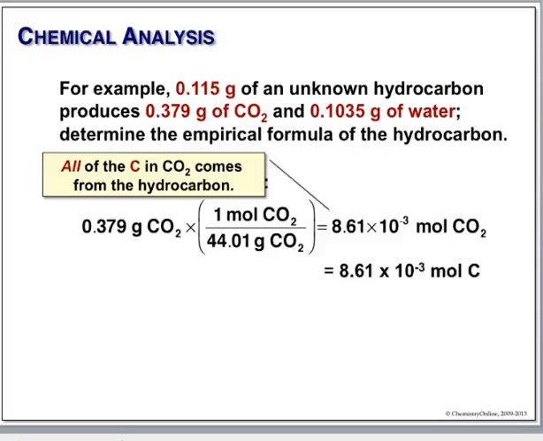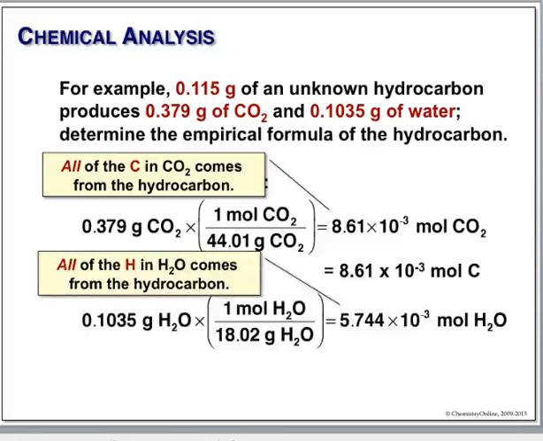For water, we got 0.1 grams. It weighs 18 grams per mole. So we have 5.7 times 10 to the minus 3 moles of water. Here, our mole ratio is 2, though. So all the hydrogen came from the hydrocarbons. So how many moles of hydrogen? We just have to double it.